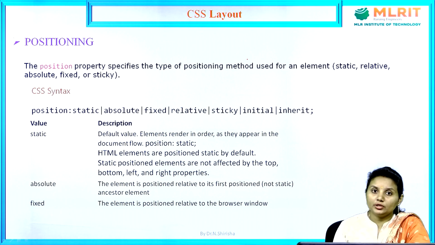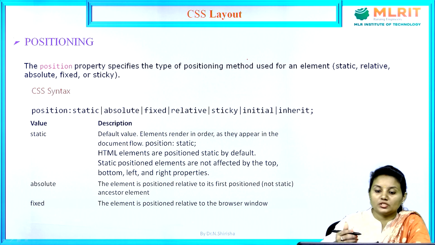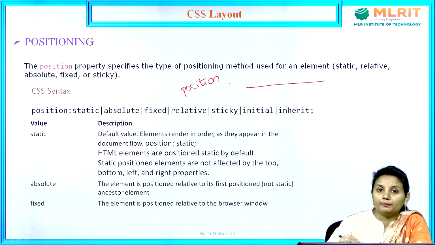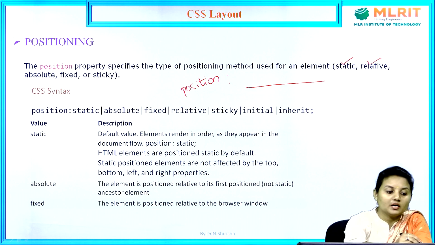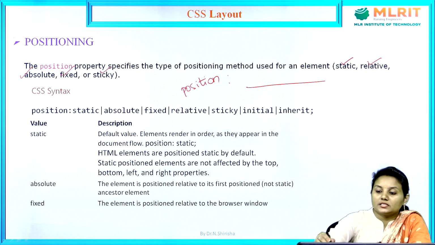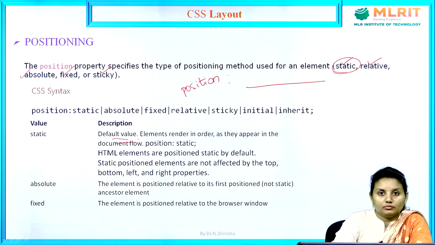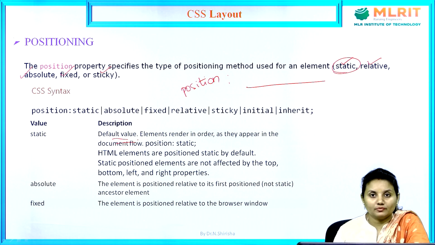Whatever element you are giving, there are a few possible values that can be assigned for position. The syntax for writing a position is position colon and the possible values. What are they? Static, relative, absolute, fixed, sticky. Okay. Static. Static means it's the default value. If you are not assigning any position value, then by default it will take static only.